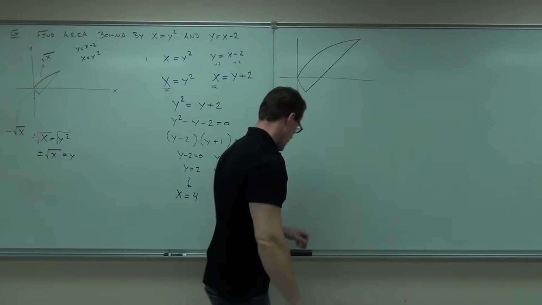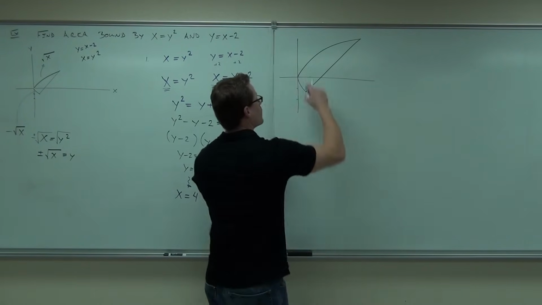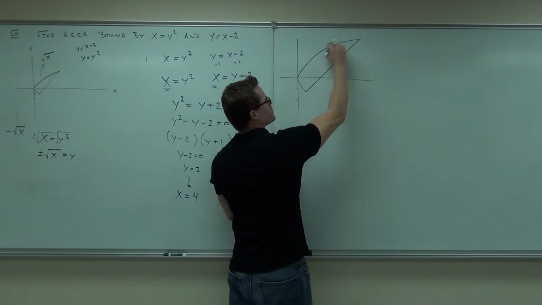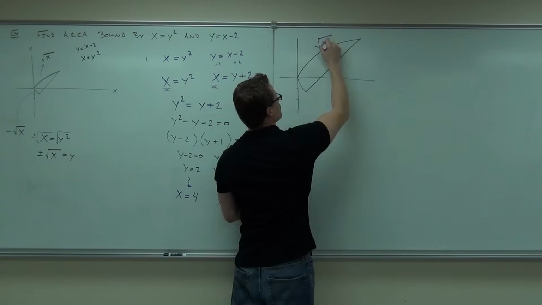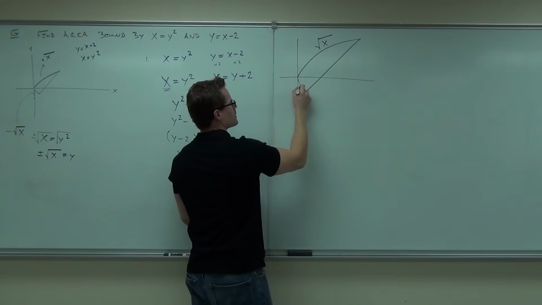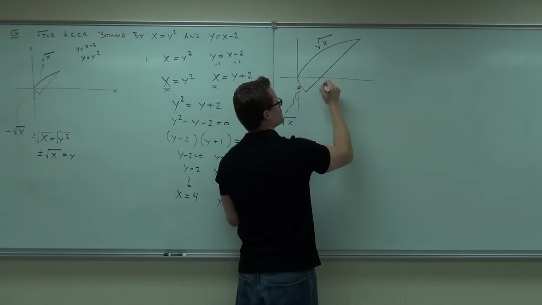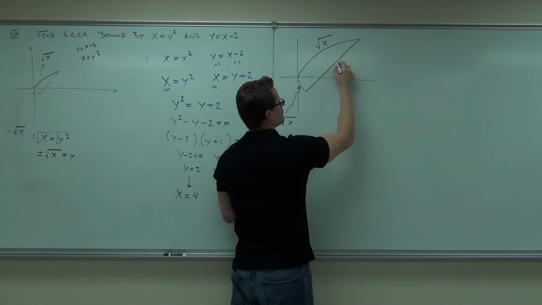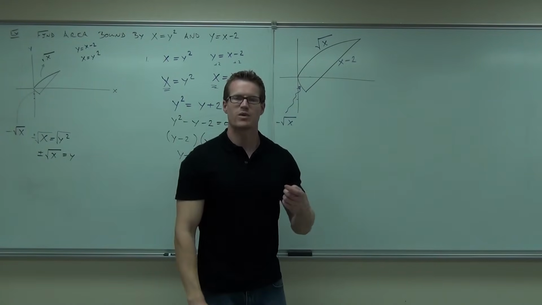Let's think about what we actually have going on. Remember, we are talking in terms of x. What's this top function from 0 to whatever this point is? Square root of x. What's this piece right here? Negative square root of x. What's this piece right here? x minus 2. Yeah, very good.